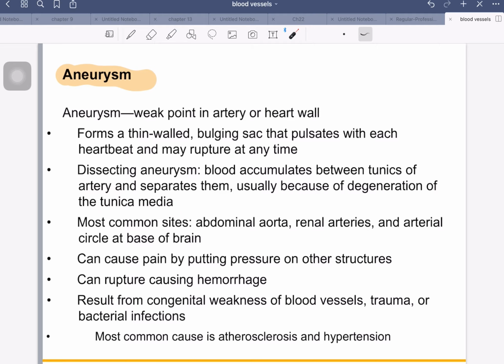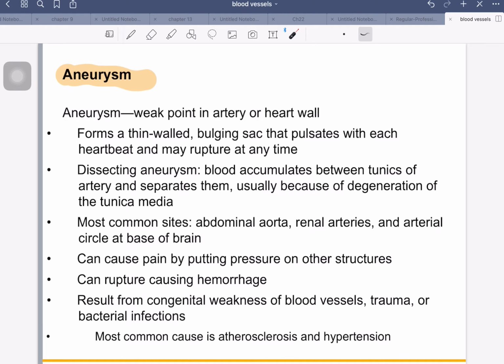Now, where are some of the most common sites? The abdominal aorta, the renal arteries, and the arterial circle at the base of the brain are some of the common sites, but it certainly can happen elsewhere. Sometimes they can be asymptomatic, but sometimes they can be symptomatic and cause pain, especially if they're bulging and pushing against other tissues. And of course, if it ruptures, you can end up with a hemorrhage.